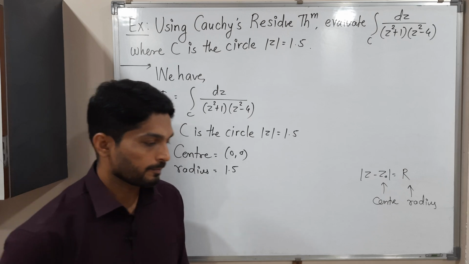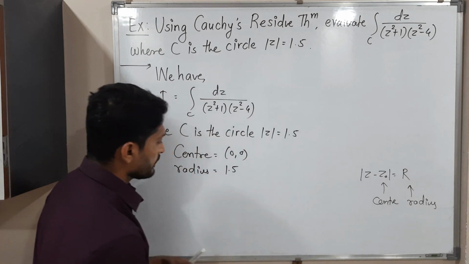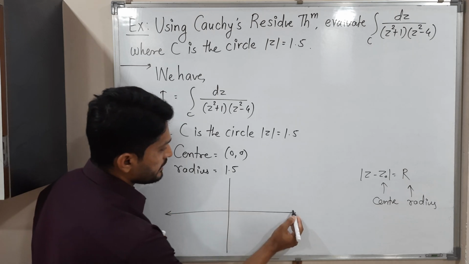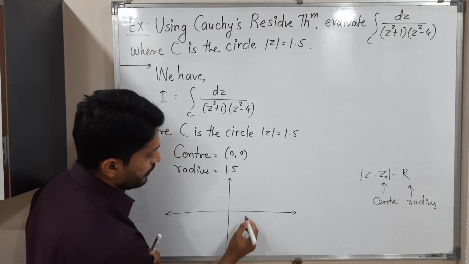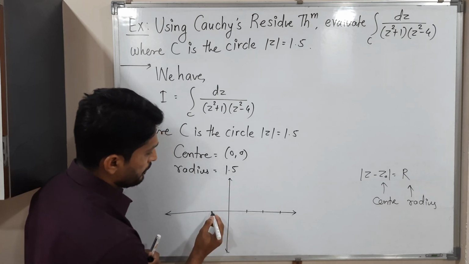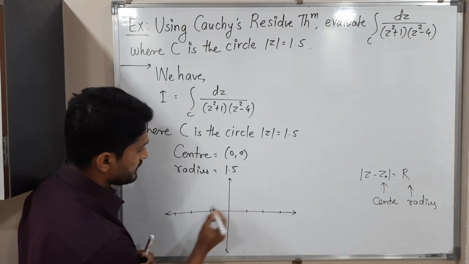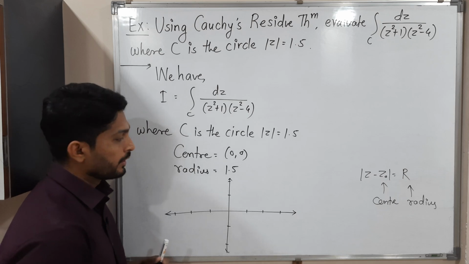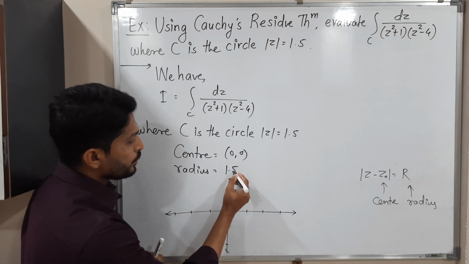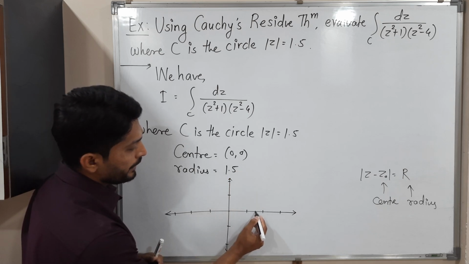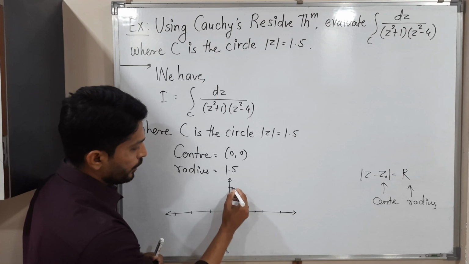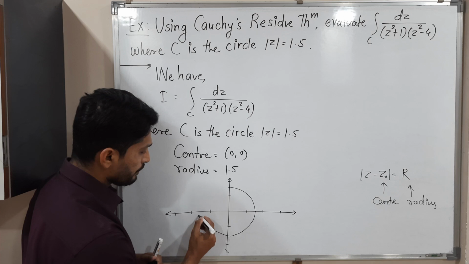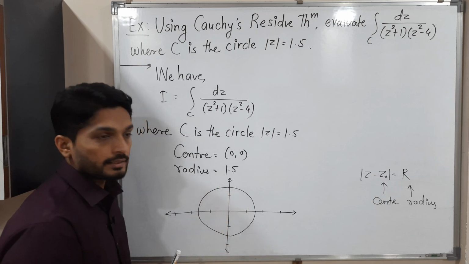So let us draw the circle. I am drawing it here, with the imaginary axis and real axis, marking 1, 2, 3, minus 1, minus 2, minus 3. The center is 0, 0 and the radius is 1.5, which is somewhere here. So we have a circle like this.